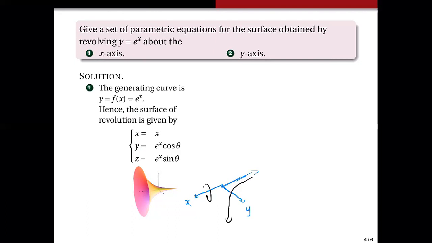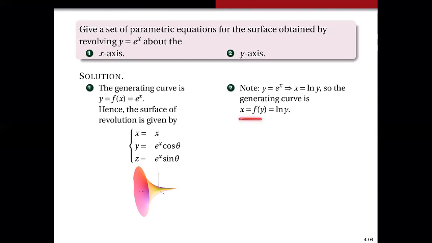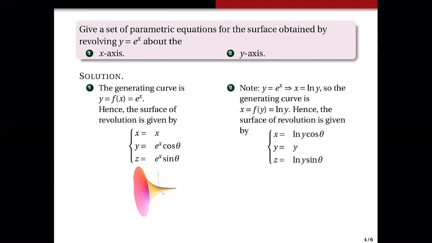On the other hand, let's have the guy here. Suppose the axis of revolution is the y-axis. Okay? So we rewrite this y equals e to the x in the form x equals ln of y. In the form x equals ln of y. So that will become our generating curve. x equals ln of y.